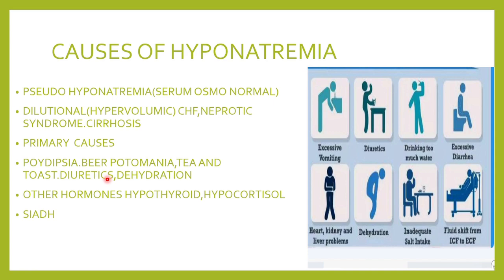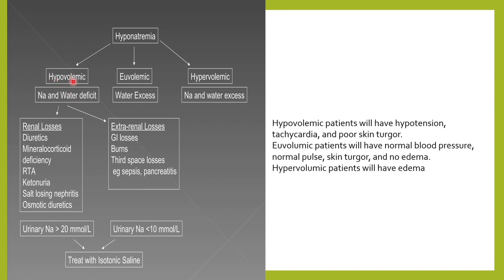Others are hormone related, like hypothyroidism or syndrome of inappropriate antidiuretic hormone secretion. Whenever the patient is having hypovolemia, that can cause a decrease in the sodium, and then the patient will have hypotension, tachycardia, poor skin turgor. Suppose the patient is having less sodium but the water level in his body is okay, then the patient usually will have normal blood pressure, normal pulse, and there will be no edema. Suppose the patient is having low sodium and increased water in his body, then the patient might have edema.